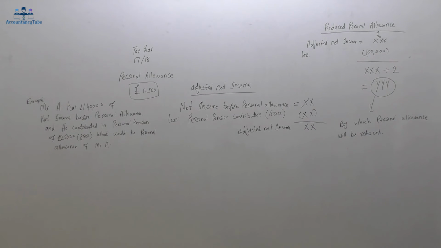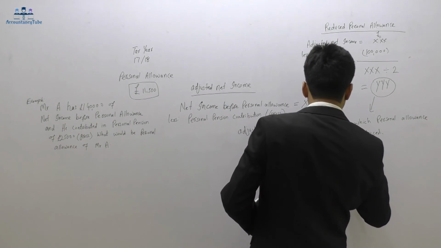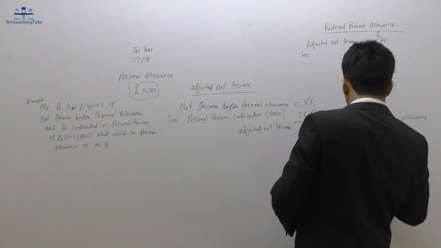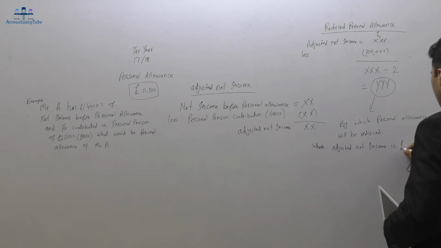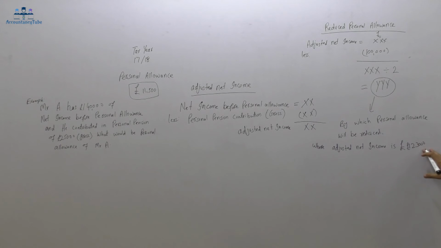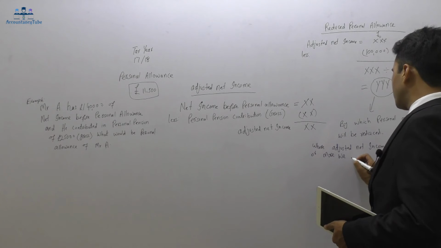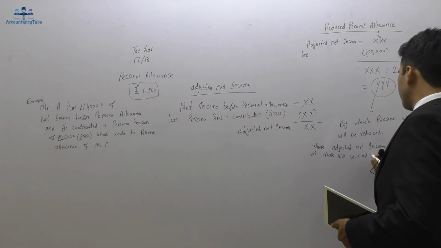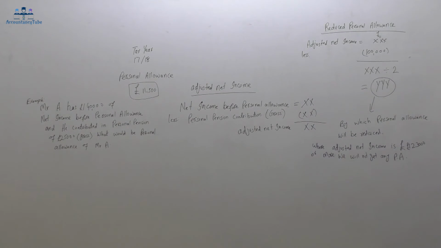Right, so that is the amount by which the personal allowance will be reduced. And I will give you a hint as well. Where adjusted net income is 123,000 pounds or more, we will not get any personal allowance. All right. So where our income is over 123,000 pounds, we will not get any personal allowance at all.